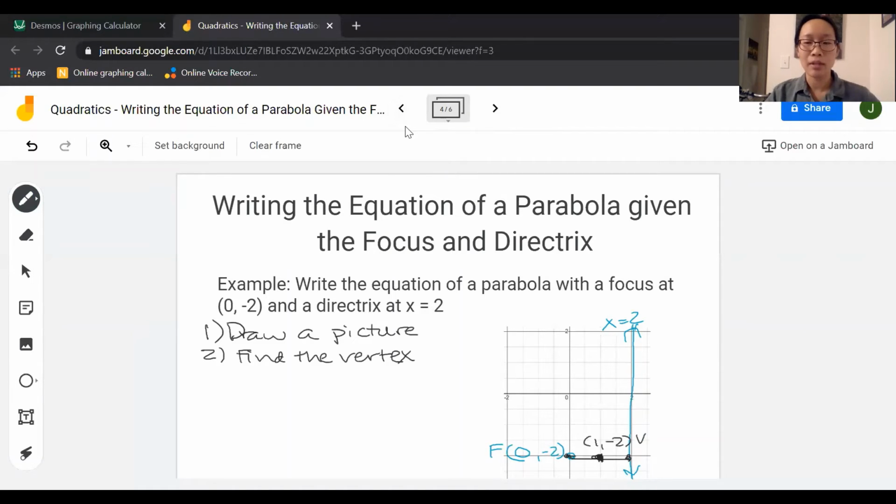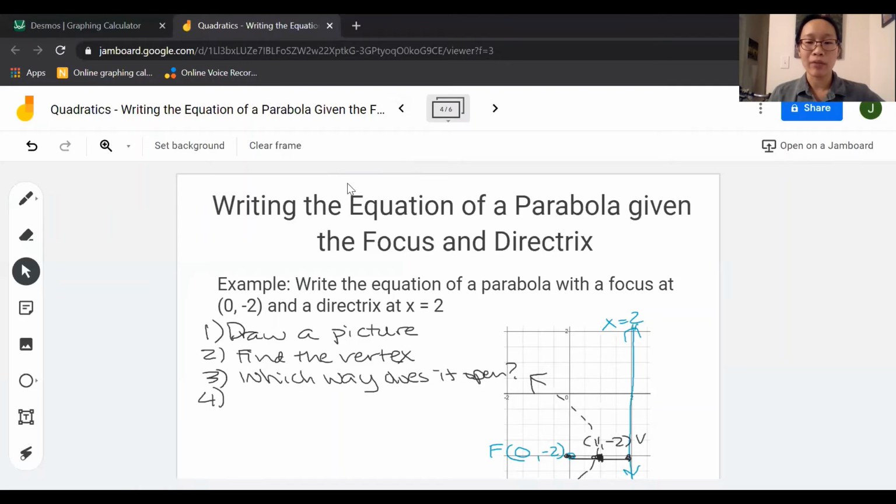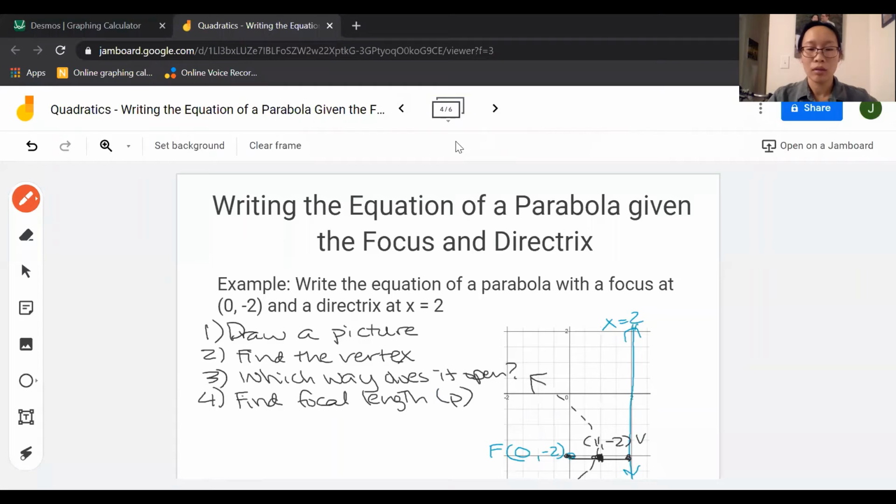My third step is to decide which way the parabola opens. Because the focus is always inside the parabola and the directrix is always behind it, I can know that my parabola is going to open to the left. Now that I know where my vertex is, the next thing I need to find is the focal length, or p. Remember that my focal length p is the distance between the vertex and the focus, or the vertex to the directrix. In this case, it is 1 unit.